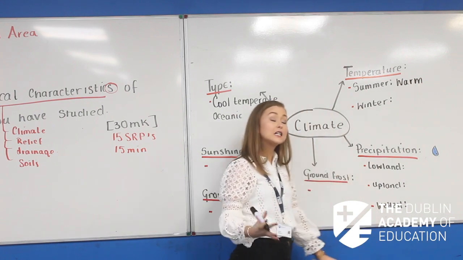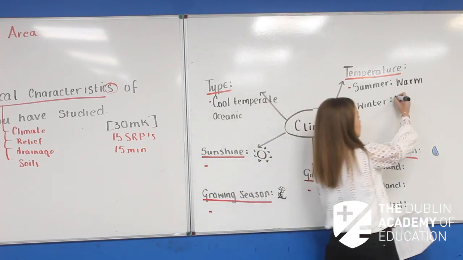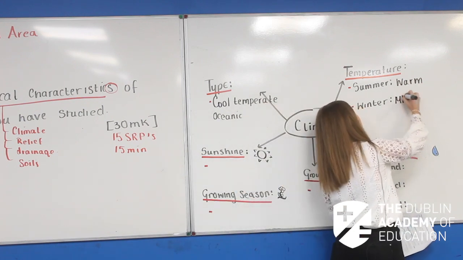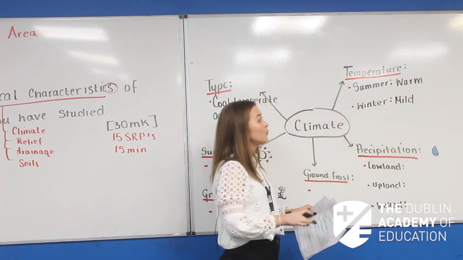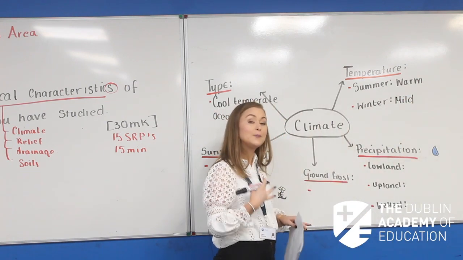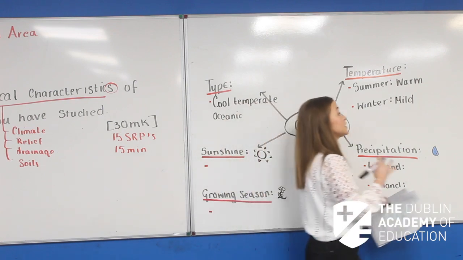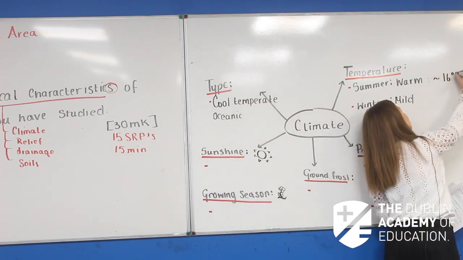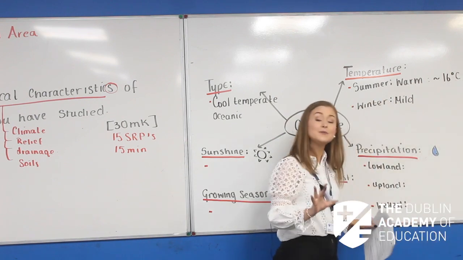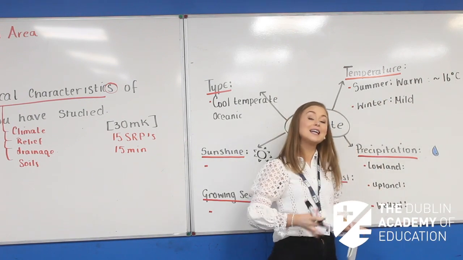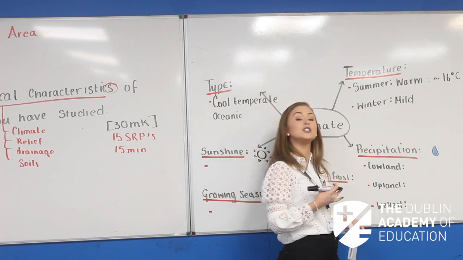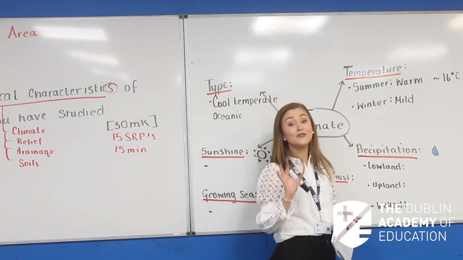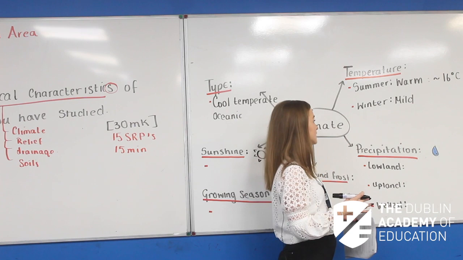With regards to winter, the word we use is mild. So we have mild winters. Now, when we speak about our temperatures, our average summer temperature is approximately 16 degrees Celsius, which is that little bit warmer than the western region, which averages 15 degrees Celsius during the summer months.